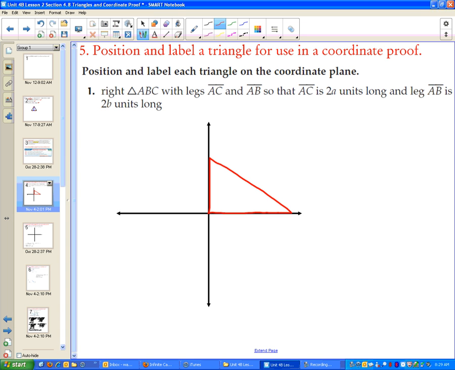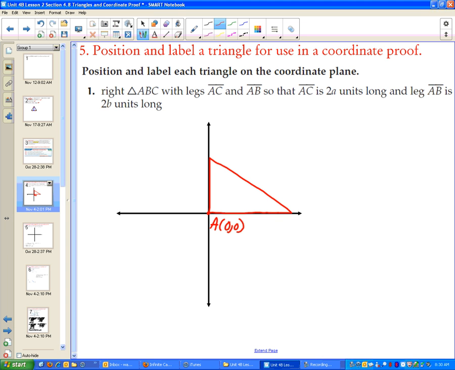If the legs are called AC and AB, what's the name of that point right there where they connect? Is it A, B, or C? It's got to be A, doesn't it? What are the coordinates of A? 0, 0. So I will use numbers there. So A has coordinates 0, 0.